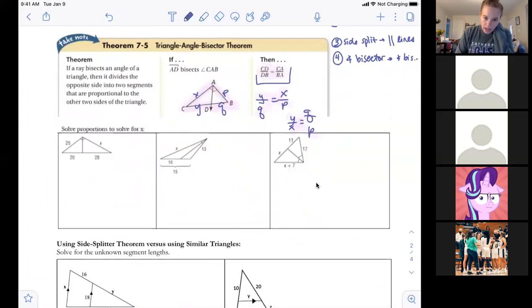Now, we're going to skip this last one for today. Don't cross it out, just don't write on it. We're going to do two of these examples, and then one of the final examples, and then we're going to be done for today. I'm going to do this first one.